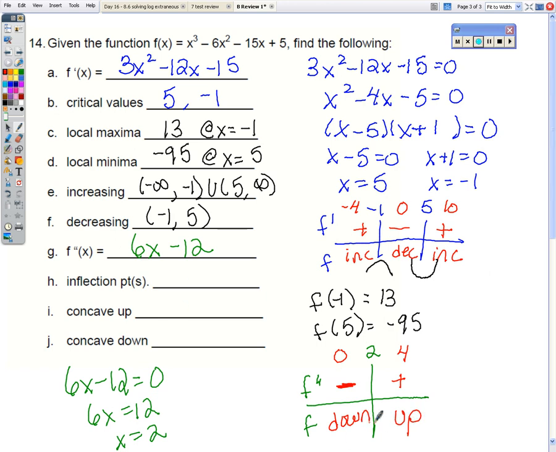Because our concavity changes, we do have an inflection point at 2, but I have to find this y value. So using the original function again, because I need the y value on the original, when I plug in 2 to f of x, I get negative 41. And then using my chart for my intervals of concavity, we're up from 2 to infinity and down from negative infinity to 2.